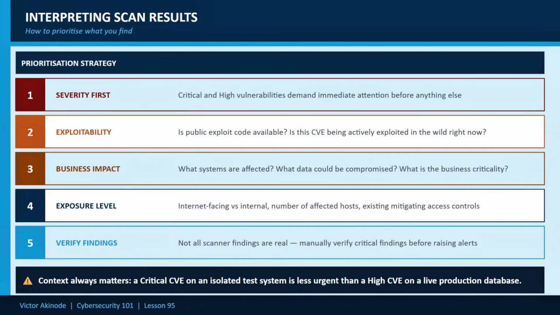The last thing I will mention on interpretation of scanner results is that context matters enormously. A critical vulnerability on an isolated test system that is not connected to anything is less urgent than a high severity vulnerability on your production database server that holds customer data. So always consider the real world context, not just the CVSS score. Good vulnerability management is about smart prioritization, not just patching everything.